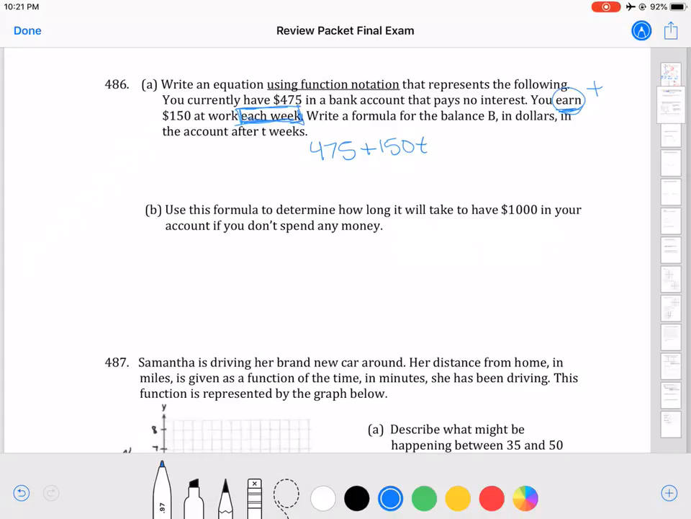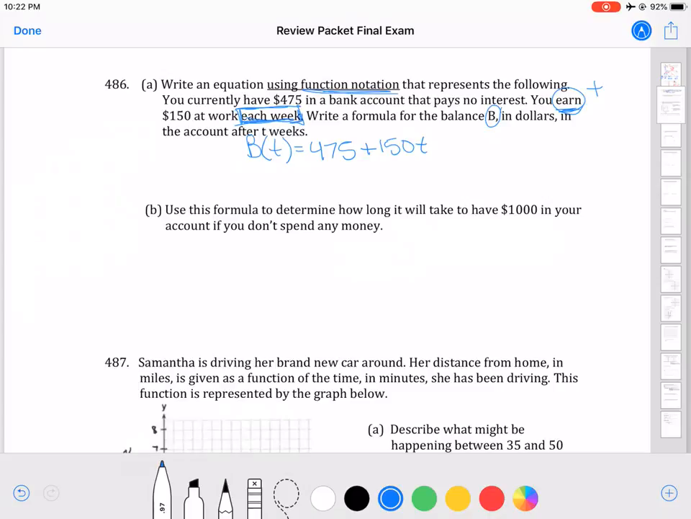Now I need to add that function notation. So T represents the number of weeks and B is the balance. This equation represents the balance in the account. So B is going to be equal to all of that, but using that function notation, B is a function of the amount of weeks because it changes depending on how many weeks we have been adding this weekly work paycheck. So it's going to be B, the balance of T, of the amount of weeks, is equal to 475 plus 150T.